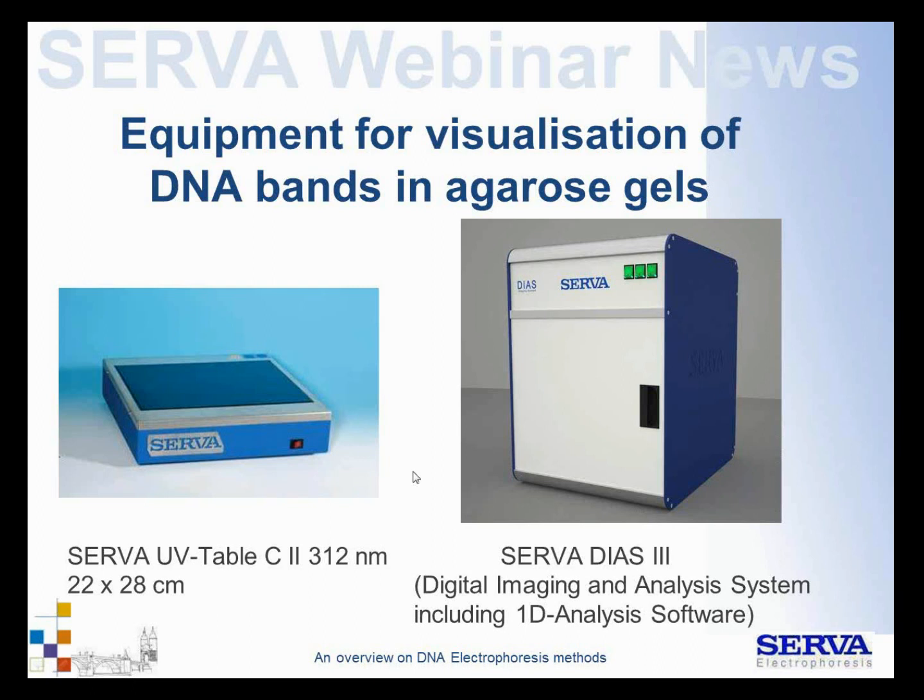Now, for the illumination at UV, you can either use a UV table, like shown on the left side, or better, you have a box where you are not exposing yourself to the UV light, and with an inbuilt camera system you can take the images much easier. This SERVA DIAS is already the third generation of it, and includes also a 1D analysis software, which has been launched very shortly. It's a very well developed, new, easy to use evaluation software.